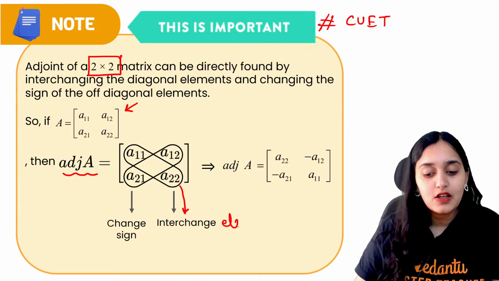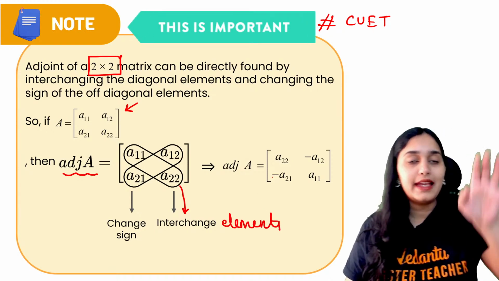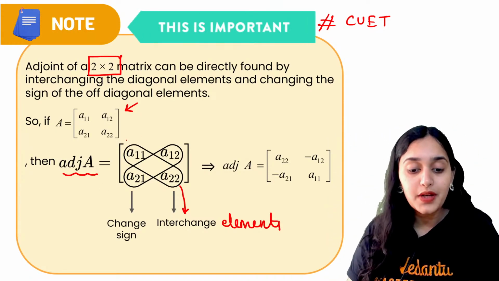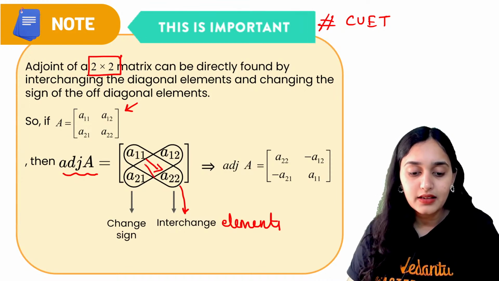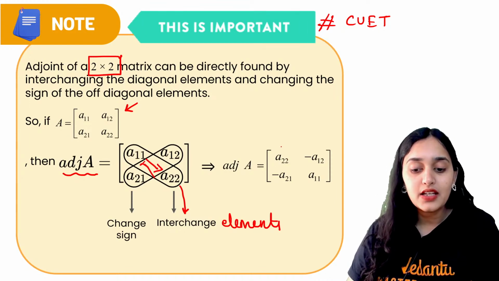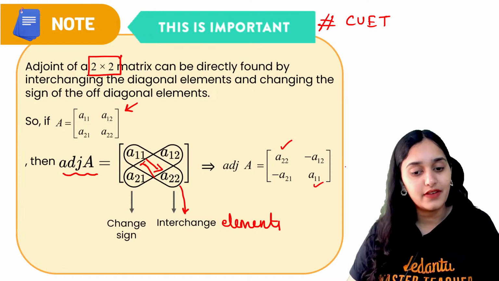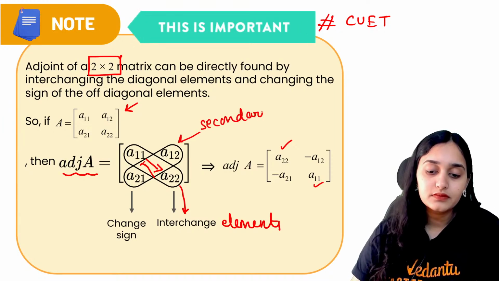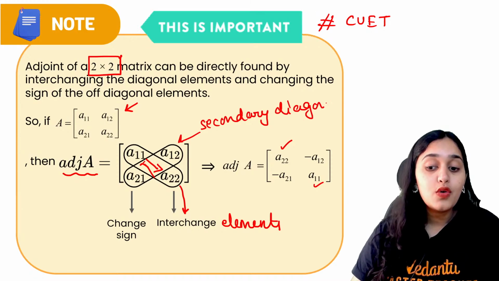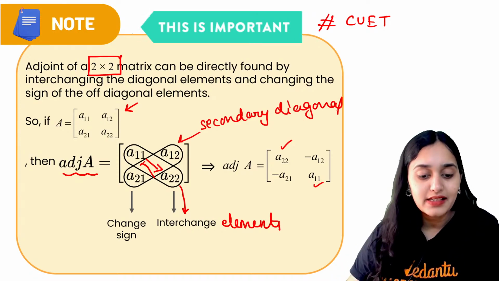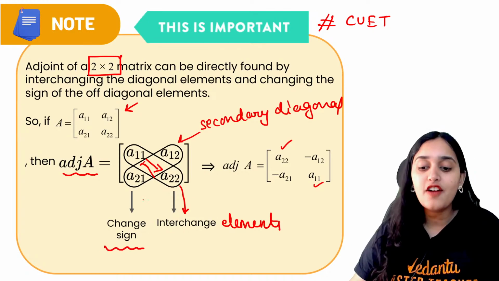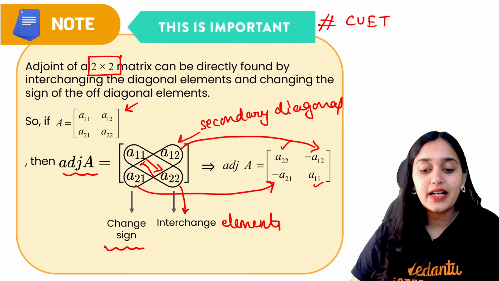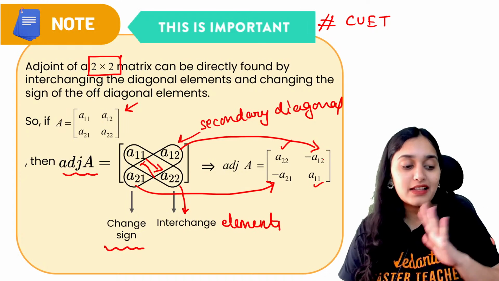interchange elements of the primary diagonal. Like the first diagonal, interchange the elements. How will you interchange? This will go here, this will go here. So here you will have A22, here you will have A11. Next, for the secondary diagonal, don't change the elements, just change the sign of the elements. A12 will become minus A12, A21 will become minus A21. That's it. That's all you have to do.